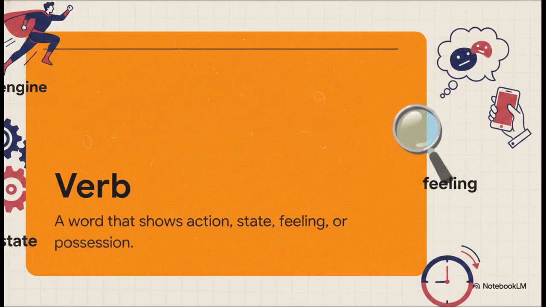Let's formally define what this engine actually is. A verb is a word that shows an action, a state, a feeling, or possession. It tells us what someone does, is, feels, or has. Think of it kind of like a superhero's 4 core powers. If a word shows a physical action like plays, a state of being like is hot, an internal feeling, or possession like has a new phone, you are looking at a verb. It is the absolute powerhouse of your vocabulary.